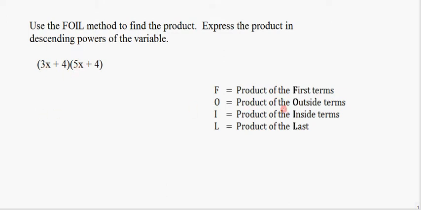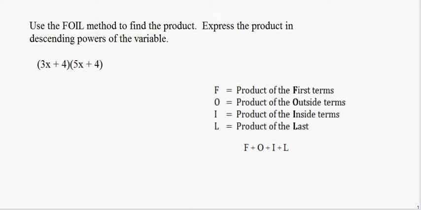The O is for the product of the outside terms. Well, the outside terms would be the 3x and the 4. I is for the product of the inside terms. That would be the 4 and the 5x. And then L is the product of the last terms, 4 times 4. And that's a pretty handy tool to use if you're multiplying a binomial times a binomial, because there's only 4 things to multiply together. And once you multiply those 4 things together, what we end up doing is just adding up those 4 products.